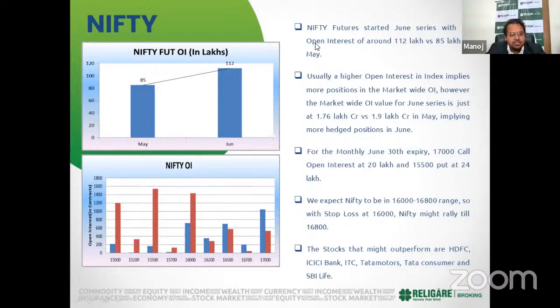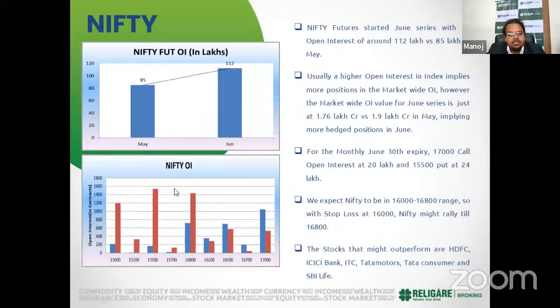So in this first slide, we explain why we like Nifty, and the first reason is because we believe that this additional 25 lakhs which has been seen in the June series versus the May series is long build up, and the average is around 16,000 to 16,100. So we believe that might not be breached and we might inch towards 16,800.